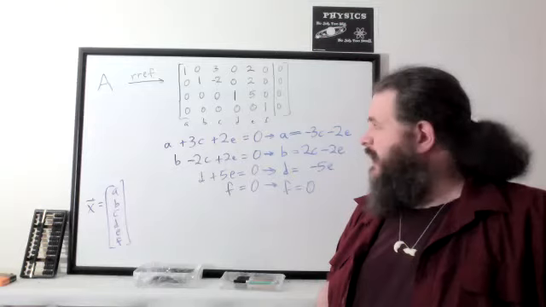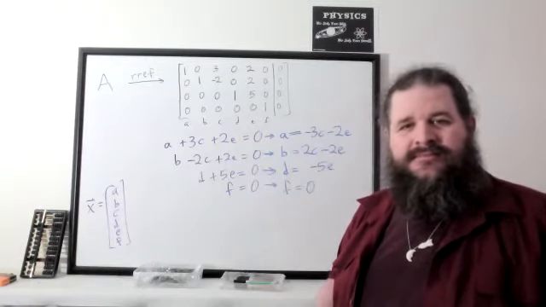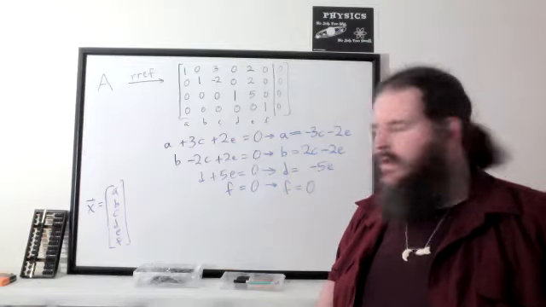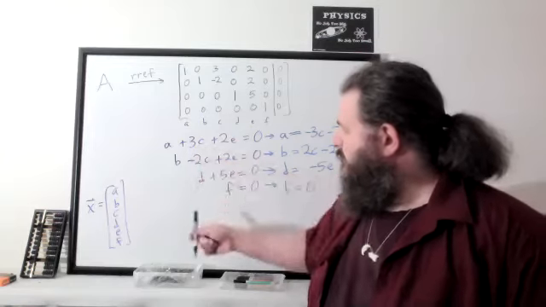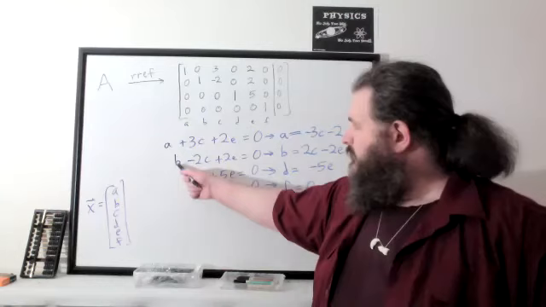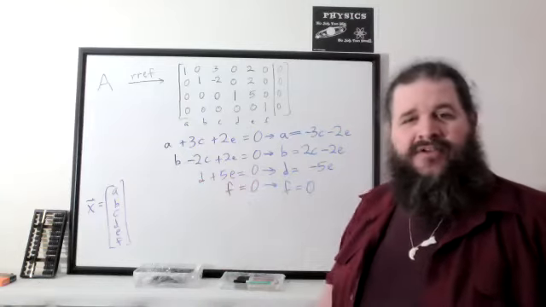Or let me put it another way. What doesn't A have attached to it? It doesn't have these messy coefficients. The coefficient on A is 1, so that makes it easy to solve for. Coefficient on B is 1, so that makes it easy to solve for. Coefficient on D is 1, that makes it easy to solve for.